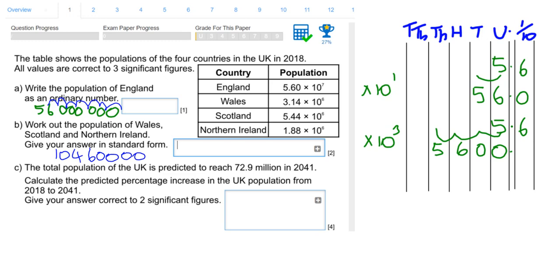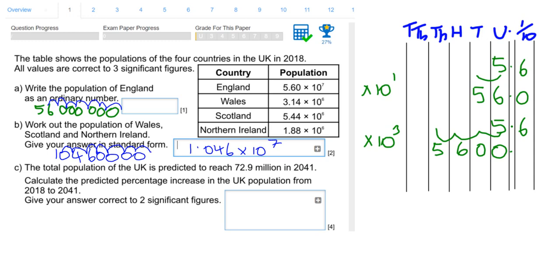So I want to put that into standard form. So I'm going to go 1.046 and then times 10 to the what? Let's have a look. 1, 2, 3, 4, 5, 6, 7. That'll be times 10 to the power 7. And then finally, total population predicted to reach 72.9 million by 2041. Calculate the predicted percentage increase in population.